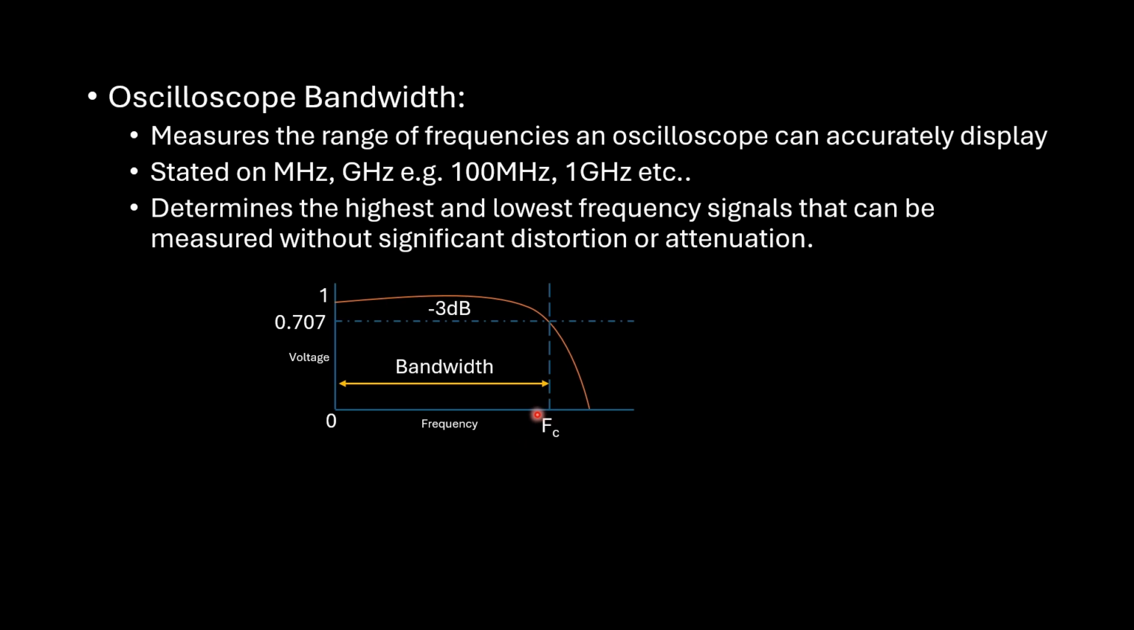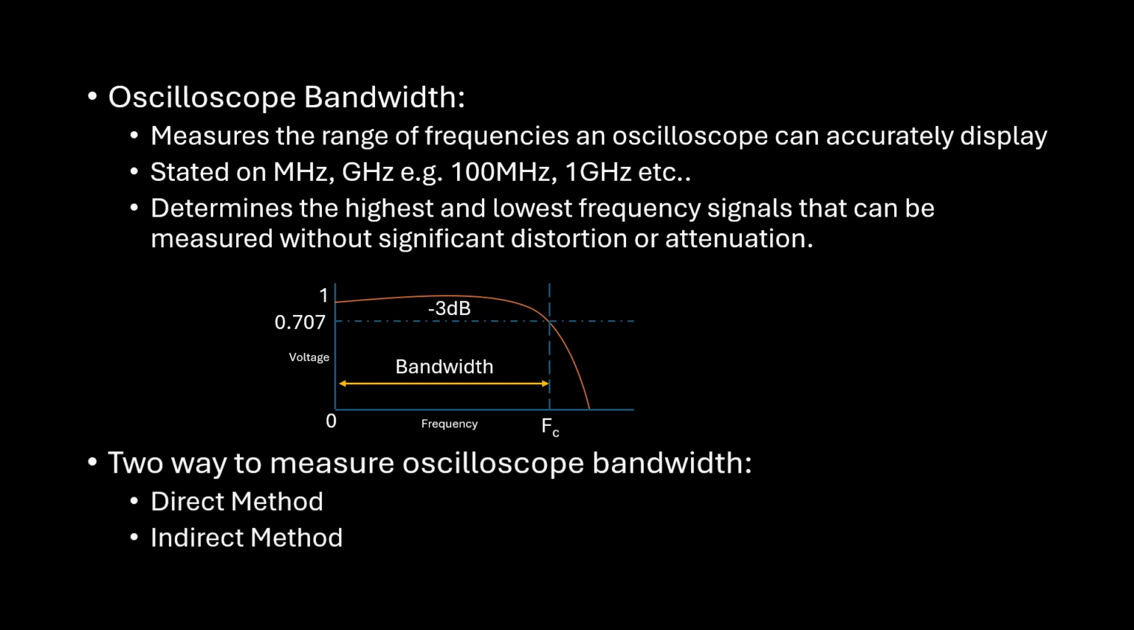It is not that the oscilloscope is not usable above this point, but the amplitude of the signal measured above this frequency is greatly attenuated. Typically, it is advised that the oscilloscope bandwidth should be at least 5 times greater than the input signal frequency. For example, if you are measuring a 1 MHz signal, the oscilloscope should have a minimum bandwidth of 5 MHz. Well, that is theory.